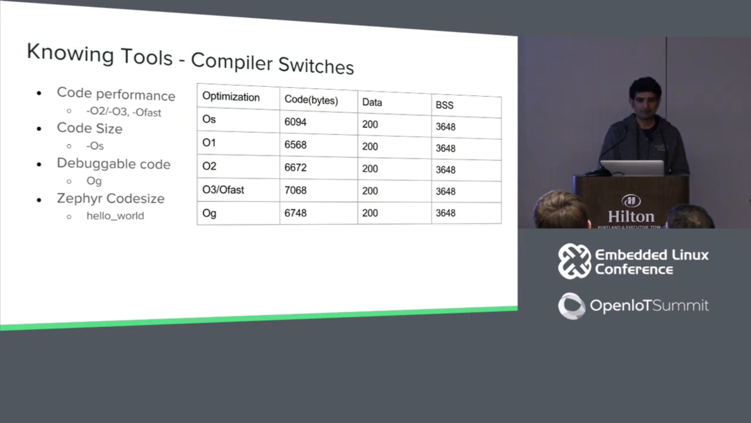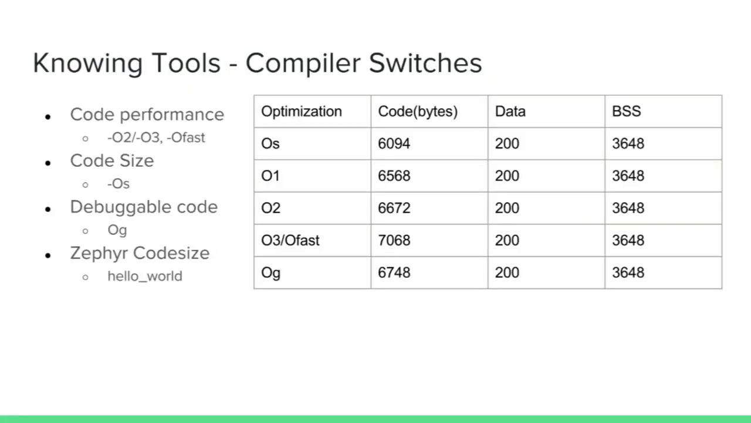Compiler switches. What I've done here is I've given you a simple table. I took Zephyr's Hello World application, and I compiled it with different optimization levels. And Os is definitely meant for size optimization. Keep in mind that this is GCC's purview. Other compilers might have a different naming convention for these -O options.